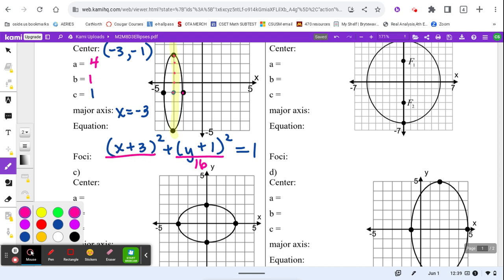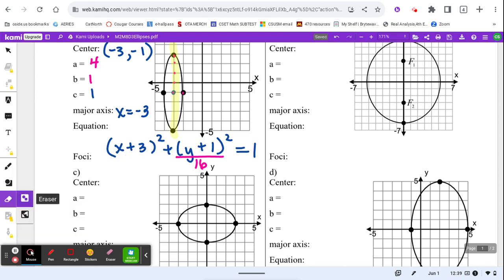Your b squared is under the other one. 1 squared is just 1. Well, if it's just got a 1 on the bottom, do I even really need it? No, you totally can just leave it as x plus 3 squared with that invisible 1 on the bottom. And that's it.